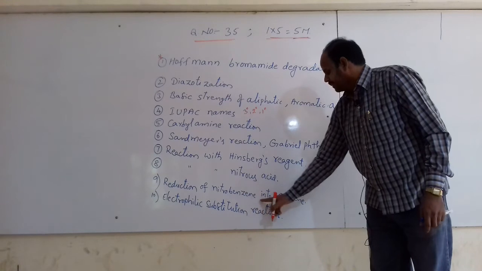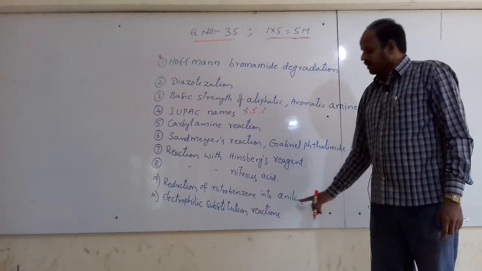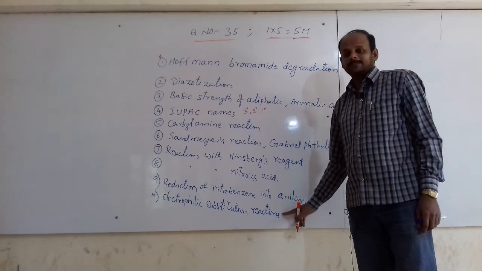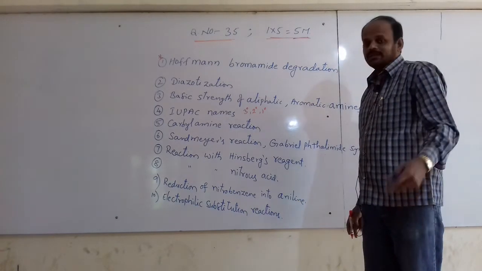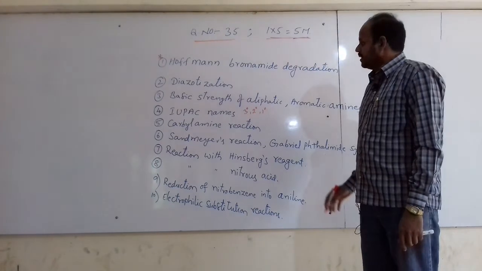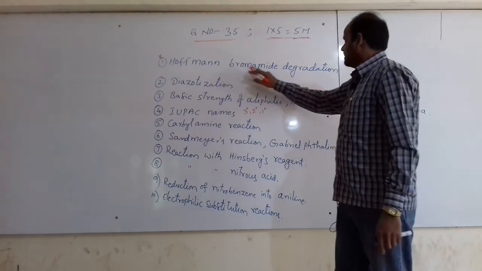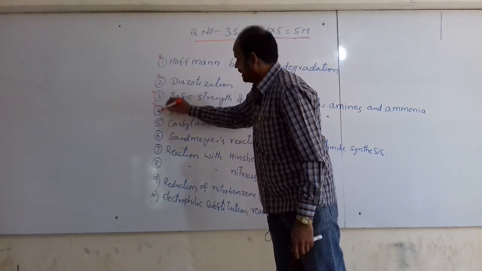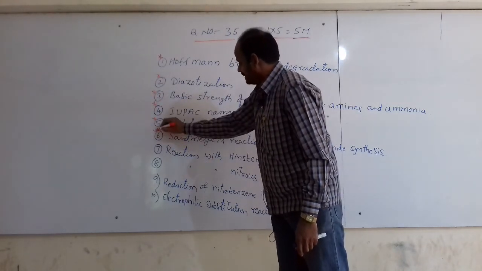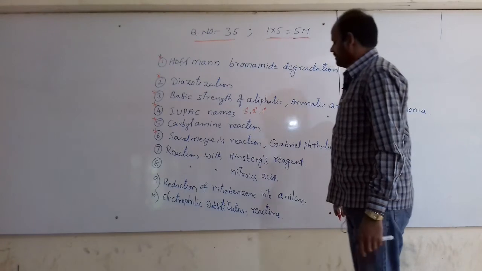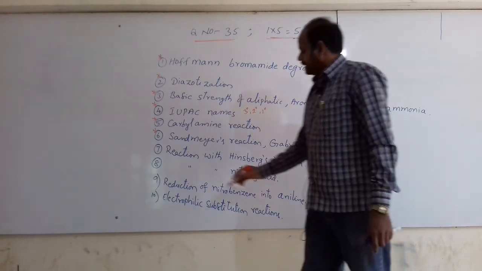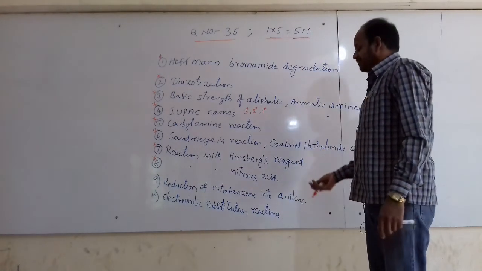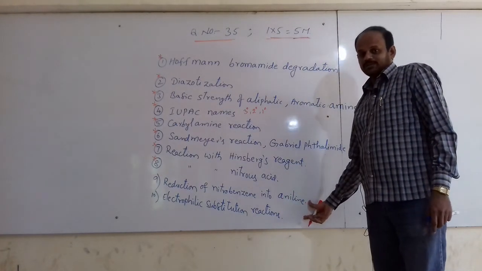reduction of nitrobenzene into aniline. And the next one is the electrophilic substitution reactions of aniline. Okay, and you can read the remaining preparation methods also. But most important are Hoffmann bromamide degradation, next diazotization, basic strength, IUPAC names, carbylamine reaction, Sandmeyer. Okay, these are the very most important. And these named reactions are also most important. Then if you have time, you can read the remaining topics also.